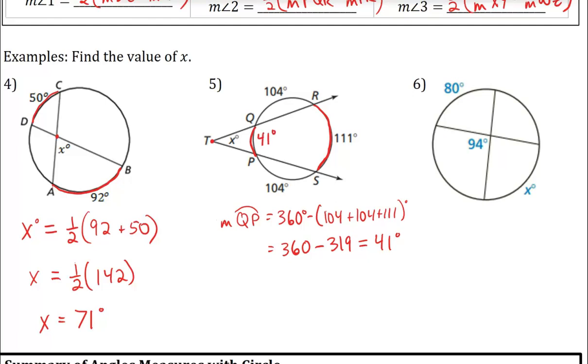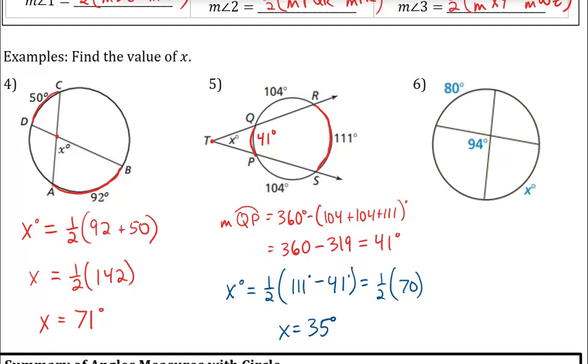Okay, now we can solve for our angle. So the angle is half the difference of those two arcs. So 111 minus 41. So half of 111 minus 41 is 70. So x is equal to 35.